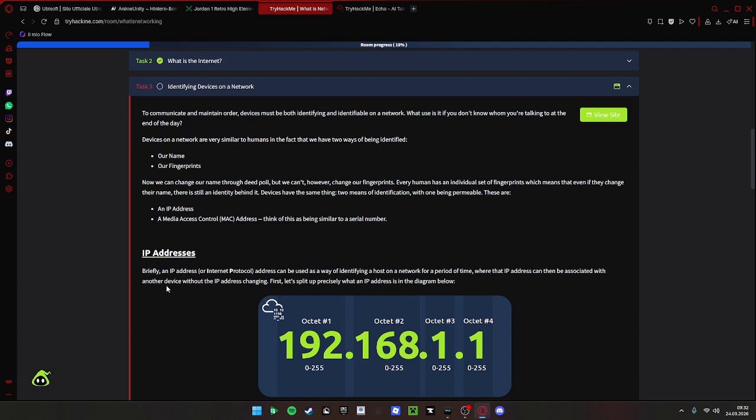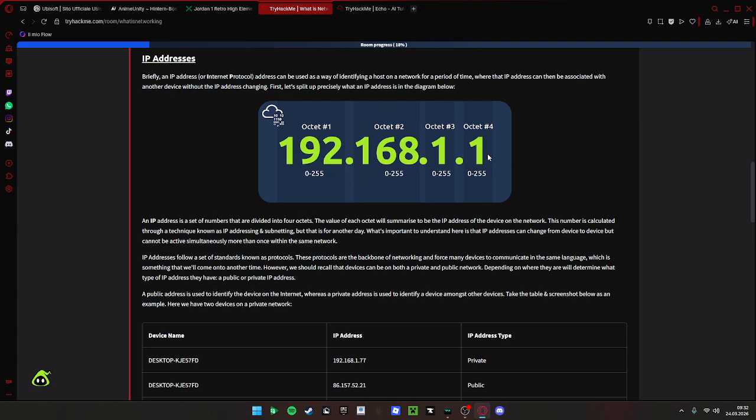IP address. Briefly, an IP address, or Internet Protocol address, can be used as a way to identify a host on a network for a period of time, where the IP address can then be associated with another device without the IP address changing. First, let's look precisely at what an IP address is in the diagram below.